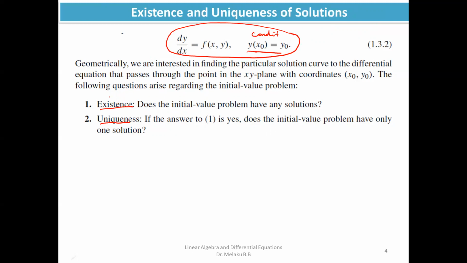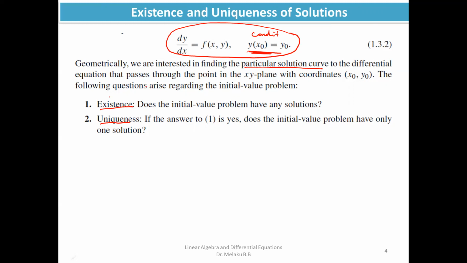It says geometrically we are interested in finding the particular solution. Why finding the particular solution? Because what we have is an initial value problem. If we have no condition, then we have many solution curves. With the condition, you will have exactly one solution, that is the particular solution that we are really interested to find.